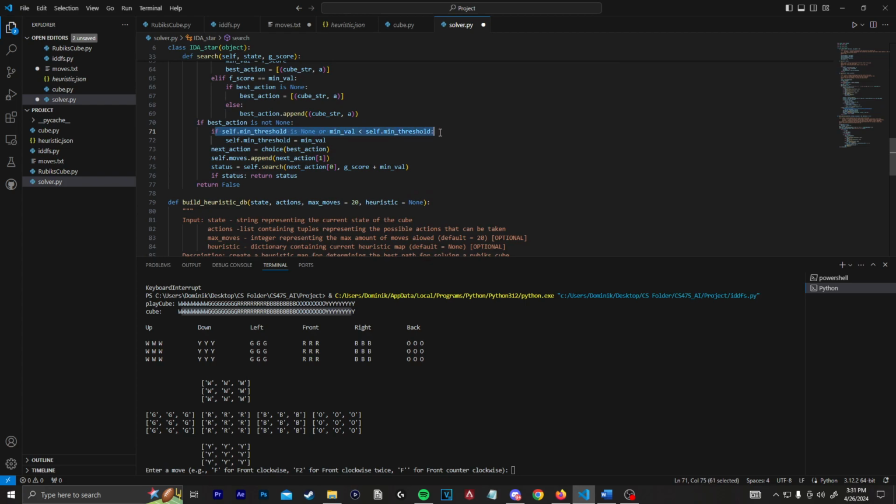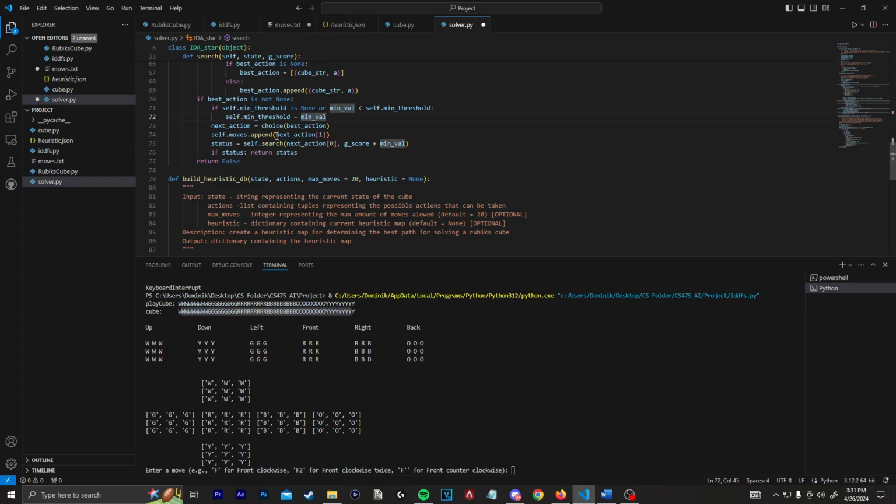Again, this is also just a limiter, limiting the threshold, the amount of moves that we can apply to it. And then we just append the next action to it, and then we recursively call search again with the new added action, or the state of the cube with the G-score plus the minimum value.